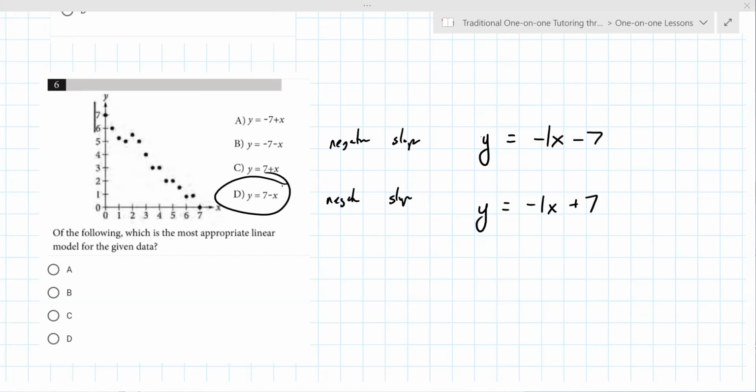But you'll see that here in the next example. It's the same type of question.